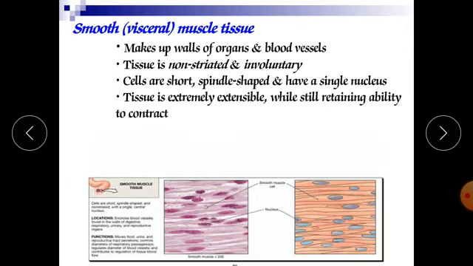Smooth muscles make up the walls of organs and blood vessels. The tissue is non-striated and involuntary. The muscles do not have striations. Cells are short, spindle shaped, and have a single nucleus. The tissue is extremely extensible while still retaining the ability to contract. These muscles contract according to the involuntary system, the autonomic nervous system, so they are not under control of our will.